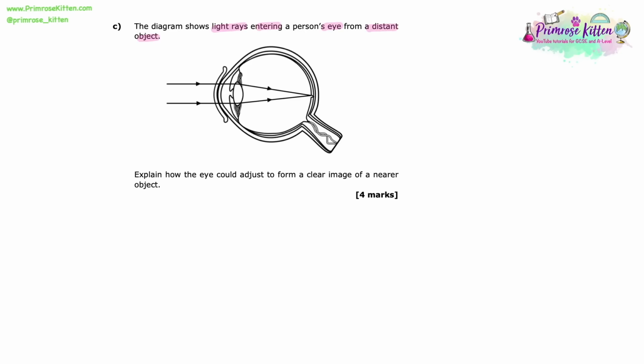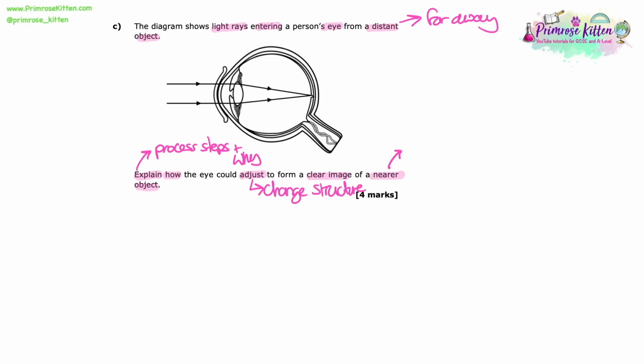The diagram shows light rays entering a person's eye from a distant object, so far away. Explain how the eye can adjust to form a clear image of a nearer object. So we need the process steps and why. So how would it actually change and why would it change to accommodate a near object instead? And it says adjust, so we need to talk about the changes in the structure of the eye that would make this happen. And obviously it's happening for a nearer object, so the light would be coming from an object closer to the eye. So when we do that, instead of having these straight lines, we would get more diverging light from a close object coming towards the eye.